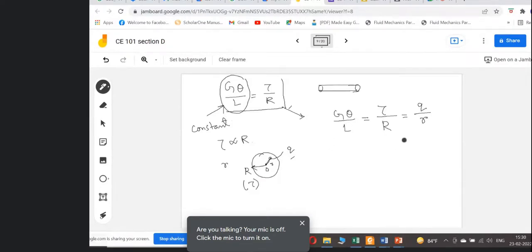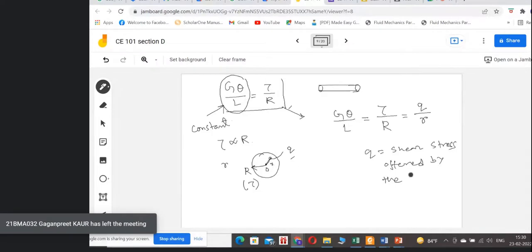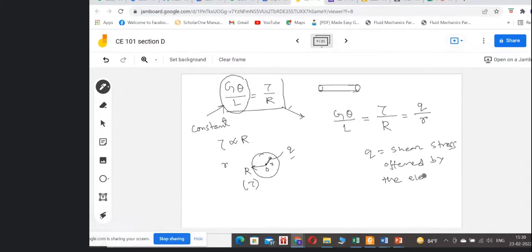Okay, let me write down here. Q is the shear stress offered by the point, or some area, which is r distance away from O, the center point.